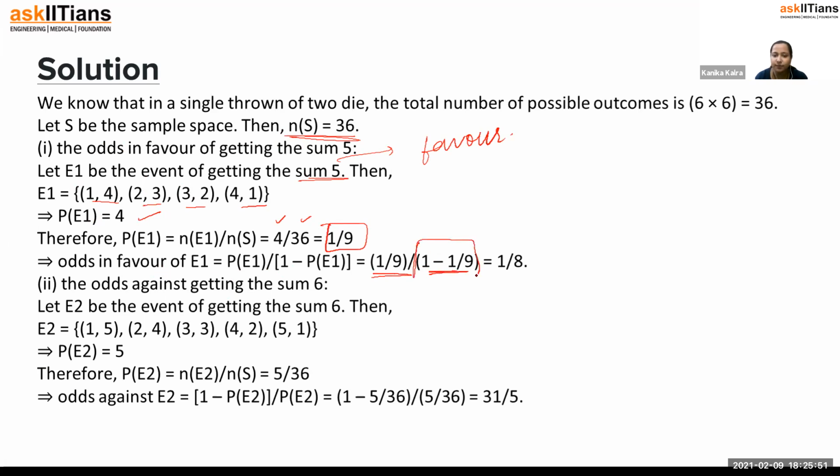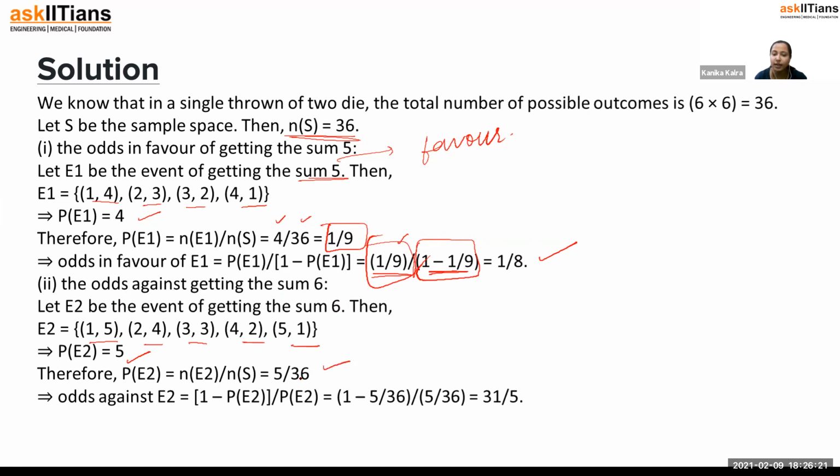Reason being, you have to find out the odds in favor. So this is the favorable part over the total part, and then 1 minus 1 by 9 gives you the answer as 1 by 8. And then if we talk about the odds against getting the sum 6, it would be 1, 5, 2, 4, 3, 3, 4, 2, 5, 1. Answer would be 5, so this would be 5 over 36.